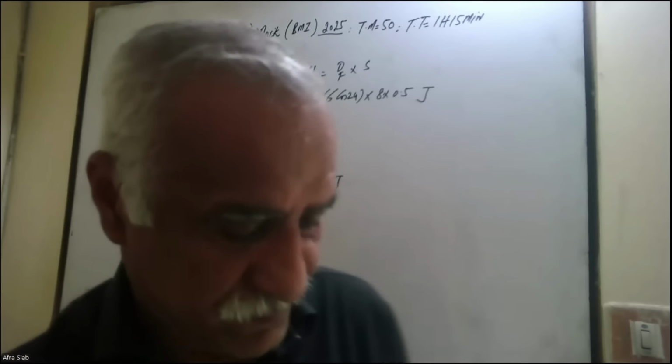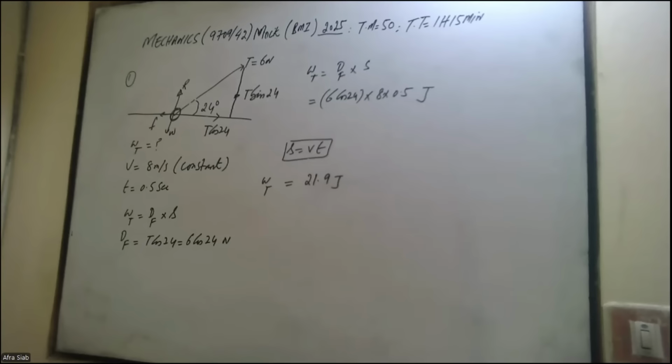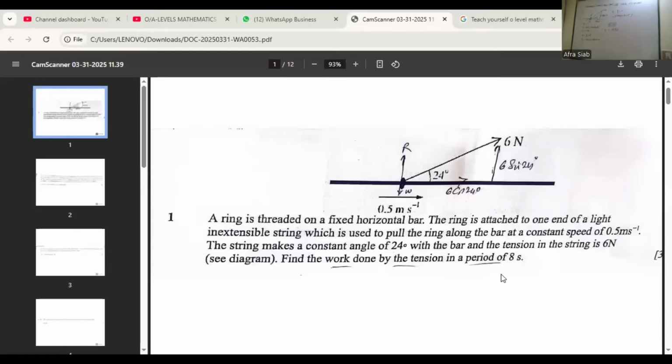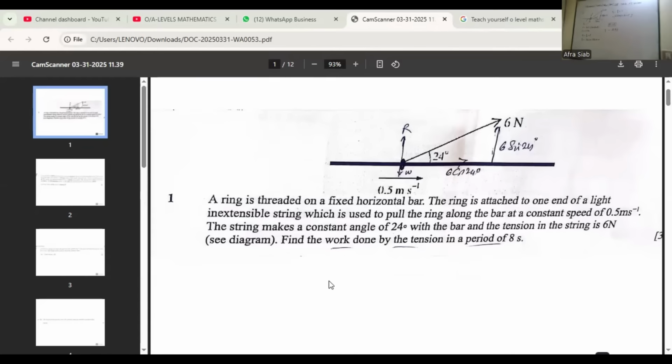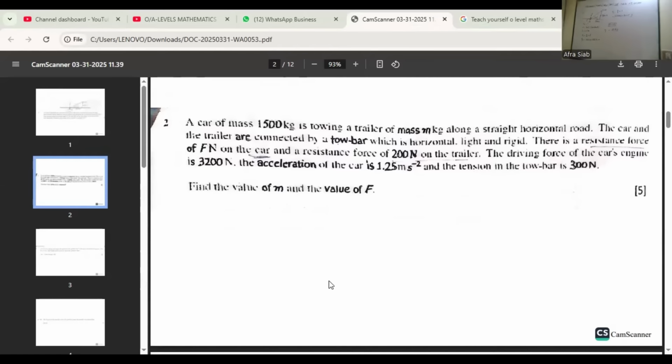Now we are going to start the second question. A car of mass 1500 kg is towing a trailer of mass m kg along a straight horizontal road. The car and trailer are connected by a tow bar which is horizontal, light and rigid. There is a resistance force of F Newton on the car and a resistance force of 200 Newton on the trailer. The driving force of the car engine is 3200 Newton. The acceleration of the car is 1.25 meters per second squared, and the tension in the tow bar is 300 Newton. Find the value of mass m and the value of F.